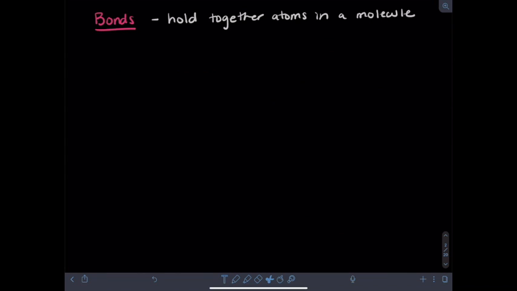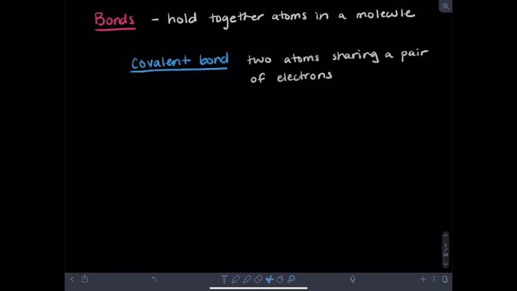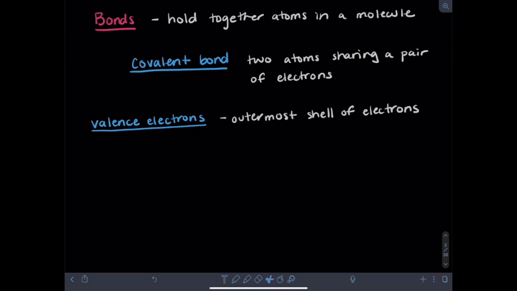Bonds are critical to how we think about organic molecules, and you want to think about bonds as what hold together the atoms in a molecule. We will mostly think about covalent bonds in organic chemistry, which involve two atoms that share a pair of electrons. We're going to focus on the valence electrons, which are the outermost shell of electrons for an atom. These are the ones that are used in bonding.